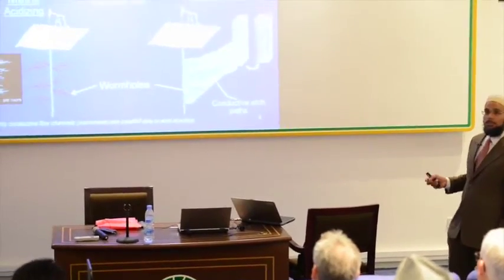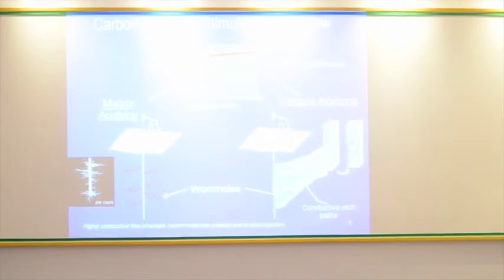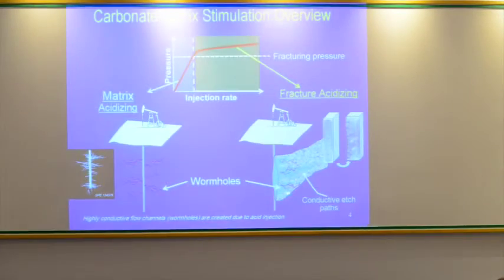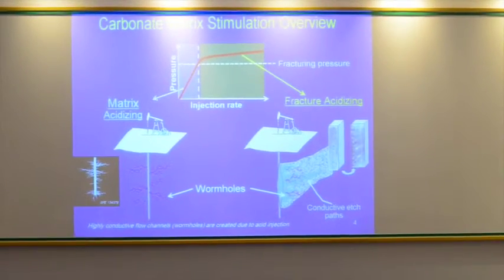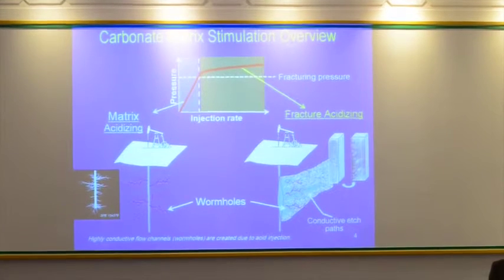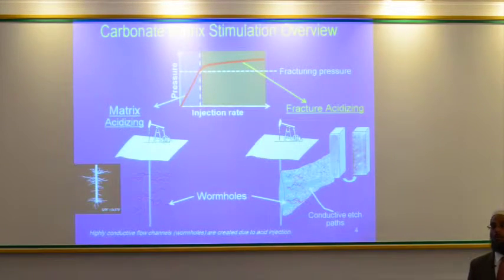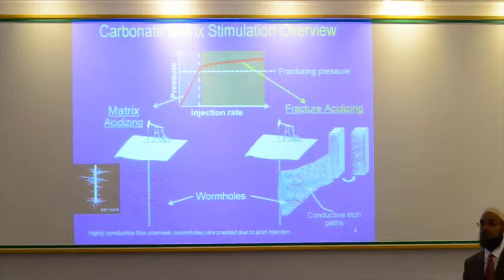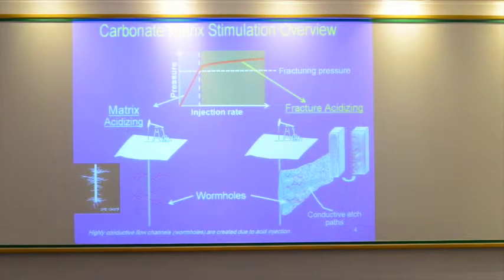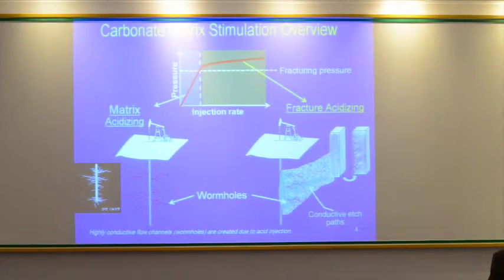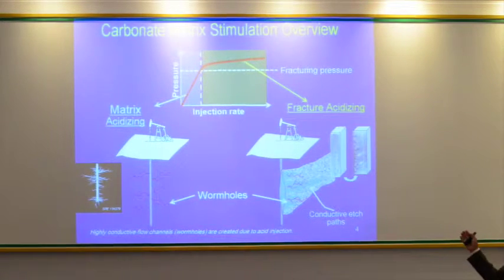The other one is fracture acidizing. Here we inject above the frac pressure. We crack the rock. We also get wormholes. Here the wormholes are somewhat detrimental to the treatment because they contribute to the fluid loss and reduce the length of the fracture and reduce the fluid efficiency. Right? So we get wormholes in both cases. In matrix acidizing, the wormholes are the objective of the treatment. We want to get as many evenly spaced wormholes as we can. In fracture acidizing, they are somewhat detrimental.